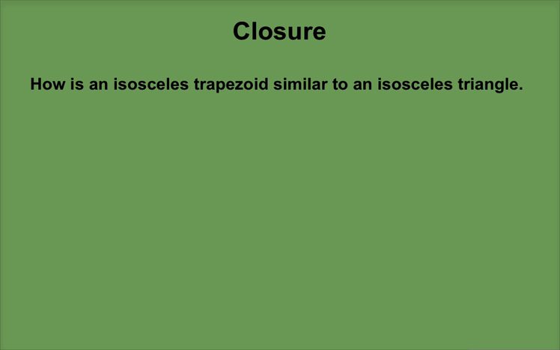And your closure question for today. How is an isosceles trapezoid similar to an isosceles triangle?